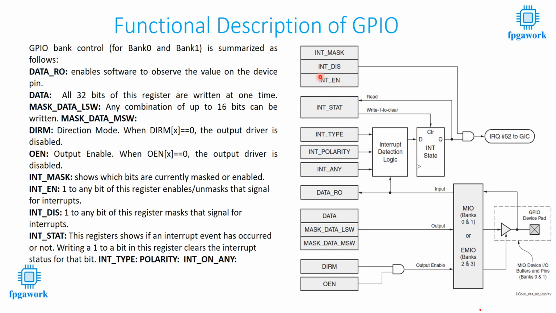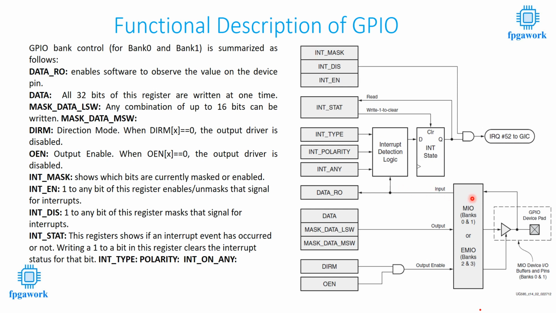Interrupt enable: if you want to enable an interrupt, you will write 1 in this register, 32-bit again for each bank. Interrupt disable, to disable the interrupt. Interrupt mask: by reading this register, you will be able to see which bit of the bank is configured as an interrupt and which one is masked.